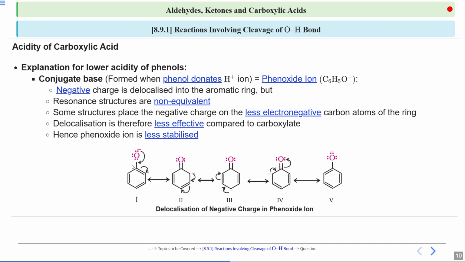Now, if you look at these resonating structures of phenol, this oxygen has a negative charge and this negative charge is delocalized into the aromatic ring. But in some structures, this places a negative charge on the less electronegative carbon atoms. As you can see here, the negative charge is placed on the less electronegative carbon atoms. Therefore the delocalization is less effective compared to the carboxylate ion. Hence the phenoxide ion is less stabilized.